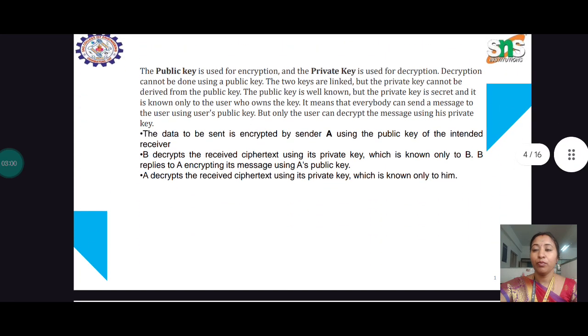Coming to the point, the public key is used for encryption and the private key is used for decryption. Decryption cannot be done using the public key; only the private key can decrypt. The two keys are linked with each other, but the private key cannot be derived from the public key. The public key is well known, but the private key is a secret. The private key always remains a secret, only for the sender or the receiver.